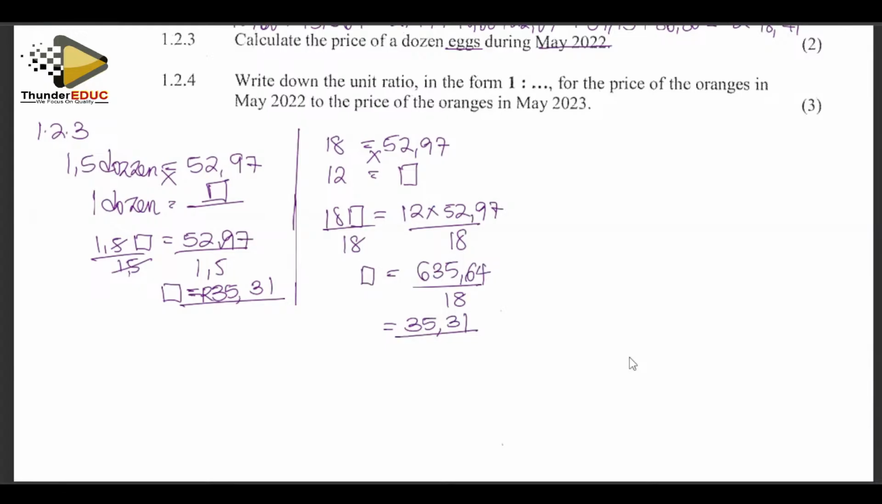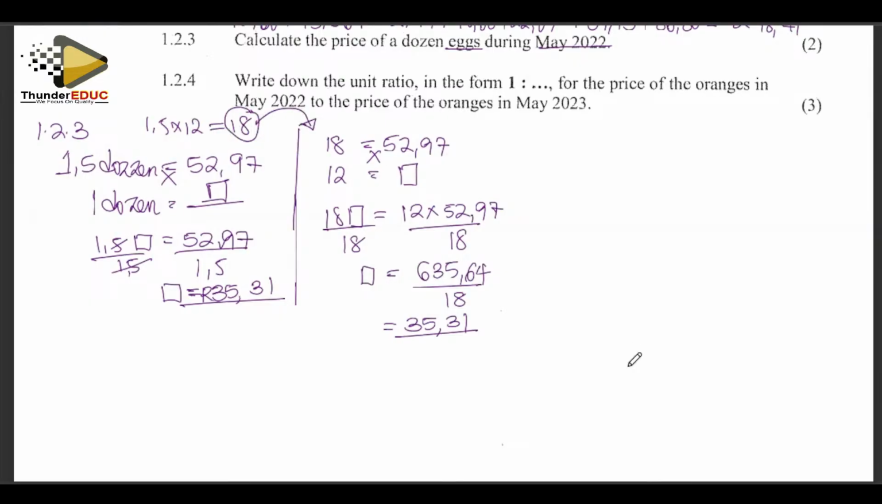Where did I get the 18? Because we see 1.5 dozen, and because a dozen has 12 items, if you multiply it, you get 18. That's how I got 18.